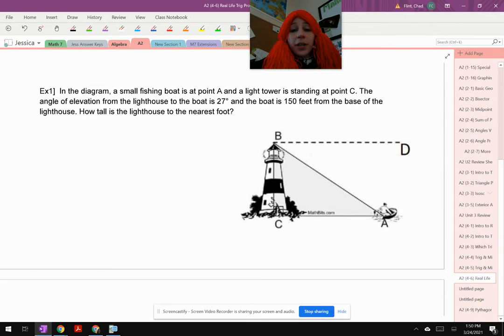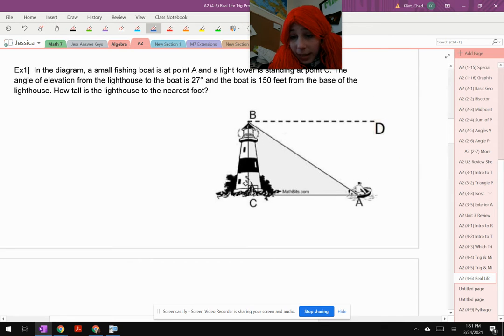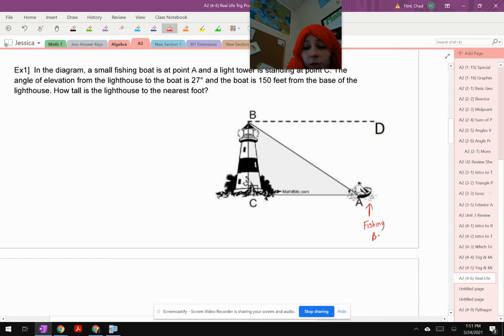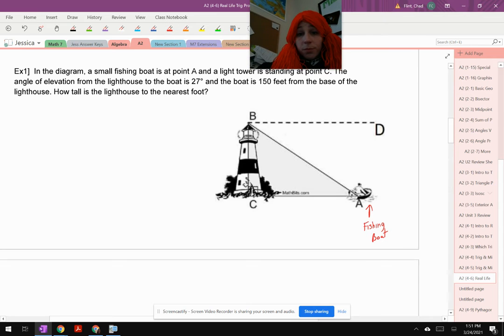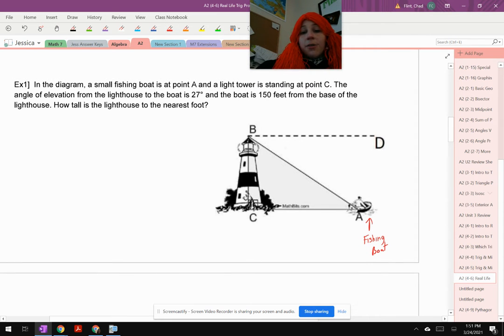Example 1 here on 4-6, these word problems slash real life problems. Here we've got a lighthouse and a guy in a boat. So in the diagram, a small fishing boat located at point A. So that's this guy. This guy's the fishing boat. You really don't need to label that, but. And the light tower, aka the lighthouse, is at point C.